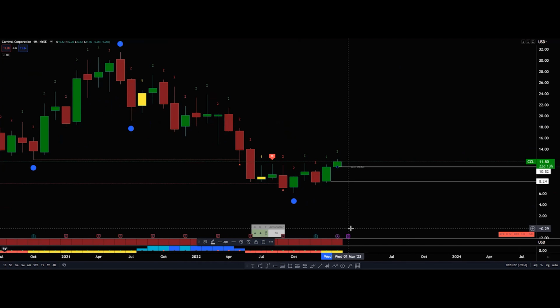Because we know there's different types of traders. There's scalpers, day traders, swing traders, right? Then you have people that swing day to day. You have people that swing week to week. You have people that swing month to month. You have people that swing quarter to quarter. You have people that swing year to year, right?